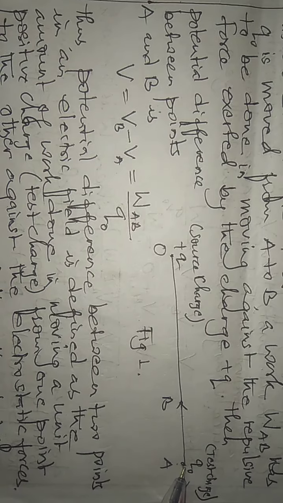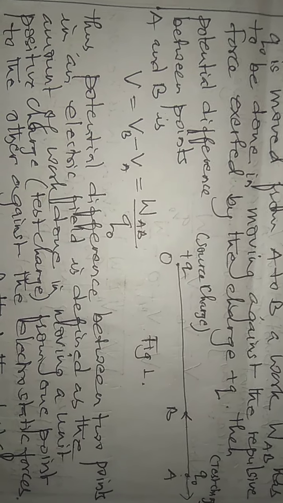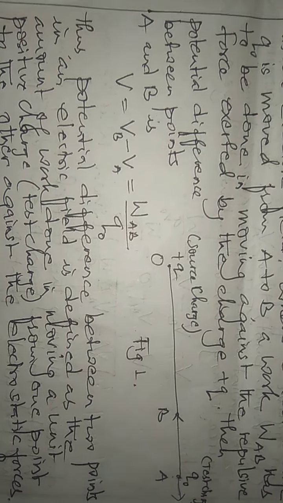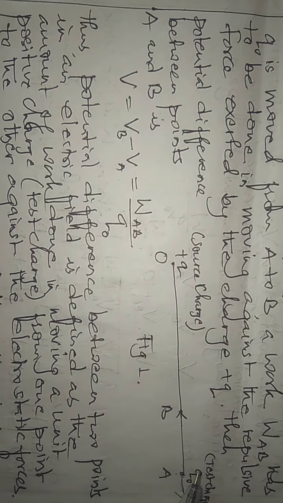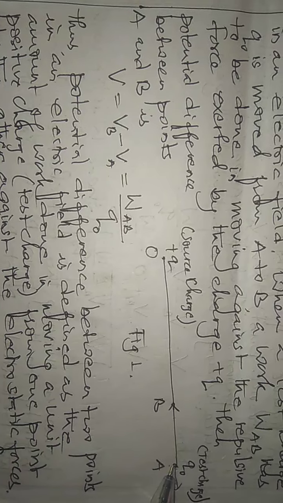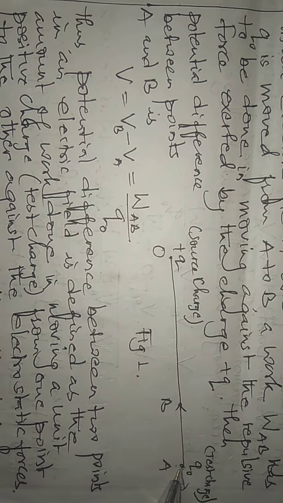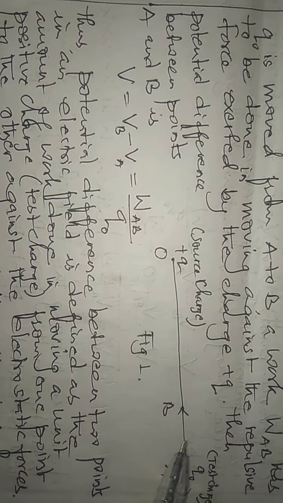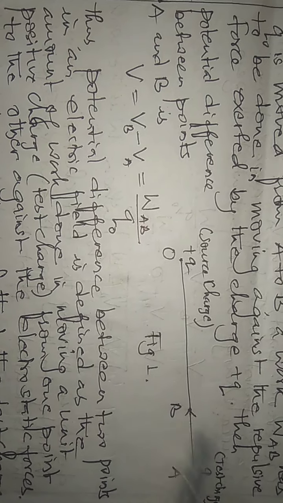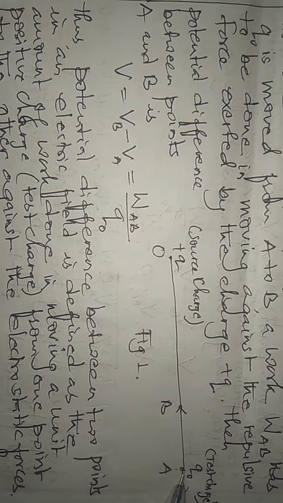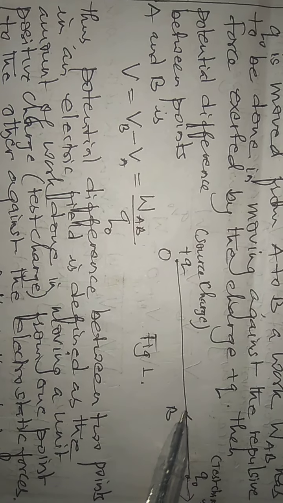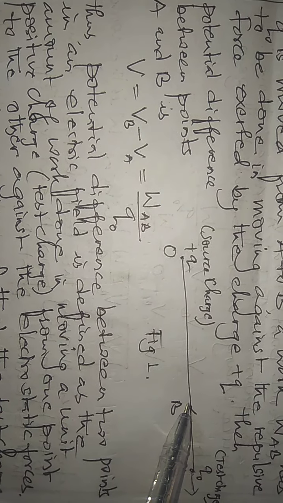So in this case, when the source has a negative charge and you move the test charge from A to B, the work is done by the force itself. When the work to move the test charge is done by the force itself, then the point where the test charge was placed is called higher potential, and the point where the test charge is moved is called lower potential. So remember this much: if the charge is negative, then point A will be higher potential and B will be lower potential.